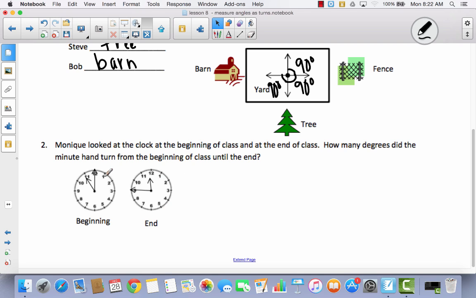So when you think about how many degrees this minute hand went, if it started here and it went past the 3, past the 6, and past the 9, you can look back at the last problem to see if you can figure out how many degrees. Were you thinking this? 270 degrees? Because the clock hand moved 3/4 of the way around the clock, which is 270 degrees, right?